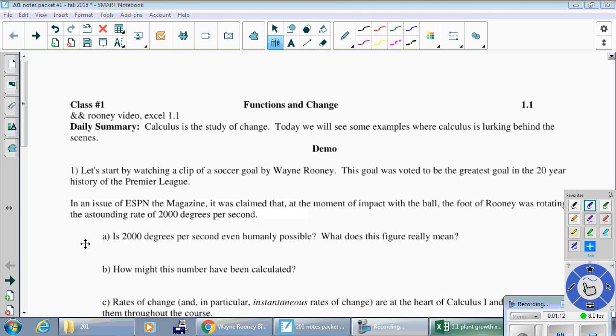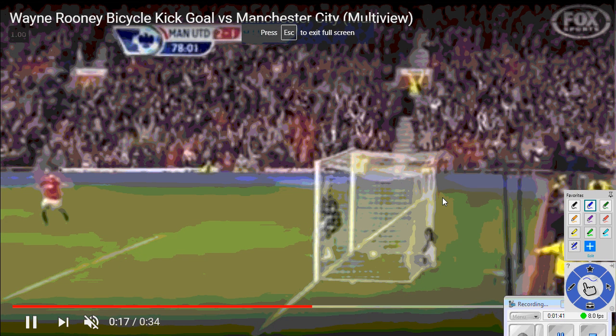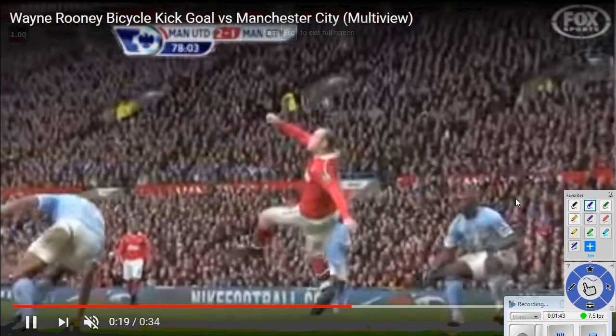So 2,000 degrees per second, my initial reaction is no way, no how. That's just way too many degrees for a foot or leg to rotate in 1 second. So it feels like it's a big no. But how did somebody calculate that? 2,000 degrees is like 5 rotations, and there's no way his foot rotated 5 times in a second. But let's analyze this video and see if we can dig in a little bit on what that number really means. So here's part of that clip.